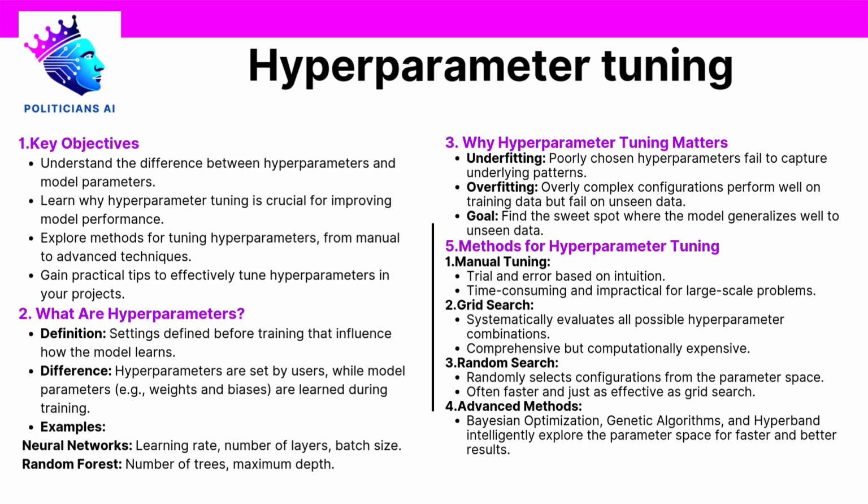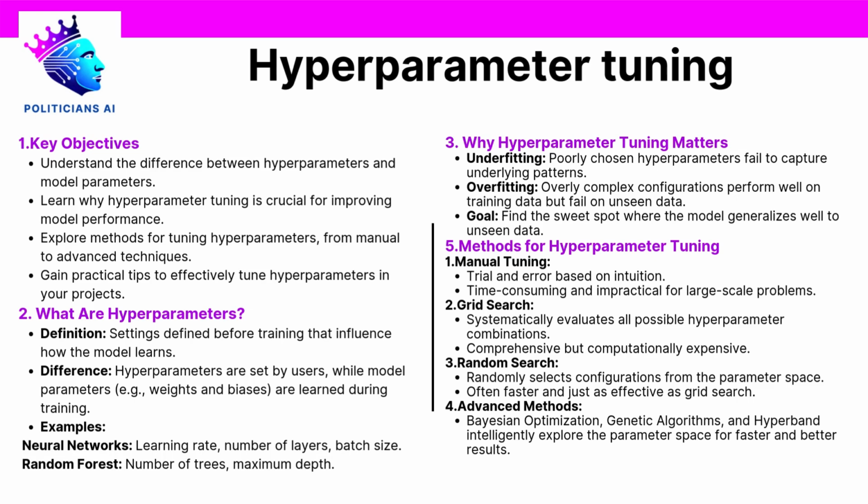For example, in a neural network, hyperparameters might include the learning rate, the number of hidden layers, or the size of the training batch. In simpler models like random forests, they could include the number of trees or the maximum depth of each tree. Why does this matter?